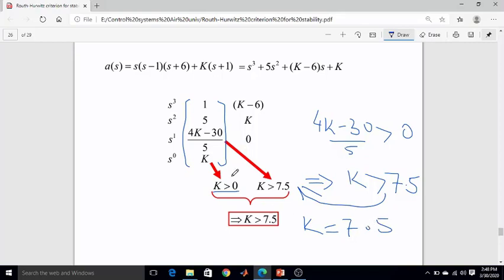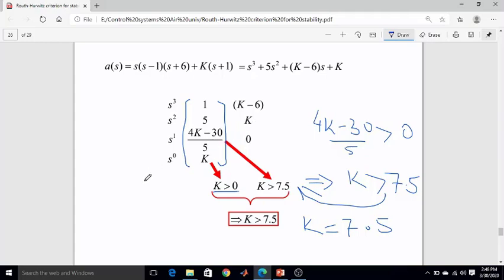If k is equal to 7.5, this value becomes 0. If you put k as 7.5 here, this is going to be 30, and 30 minus 30 is 0, and this will become a 0 row. And remember that case where we had a 0 row, we would form an auxiliary polynomial, which will be this one, s squared plus 5k, and we will take the derivative and then solve it and things like that.